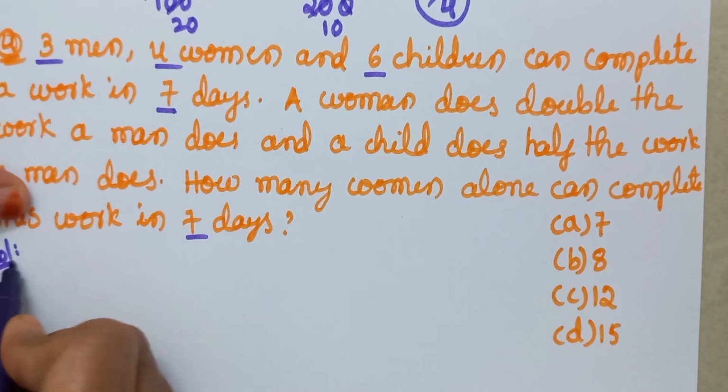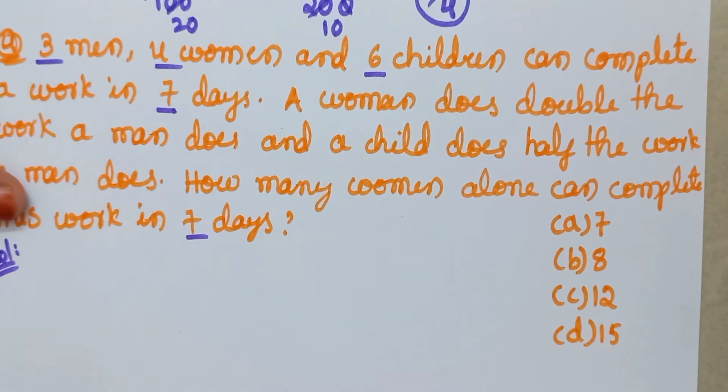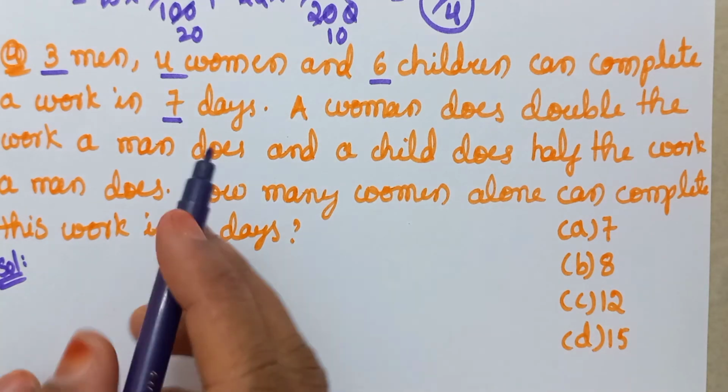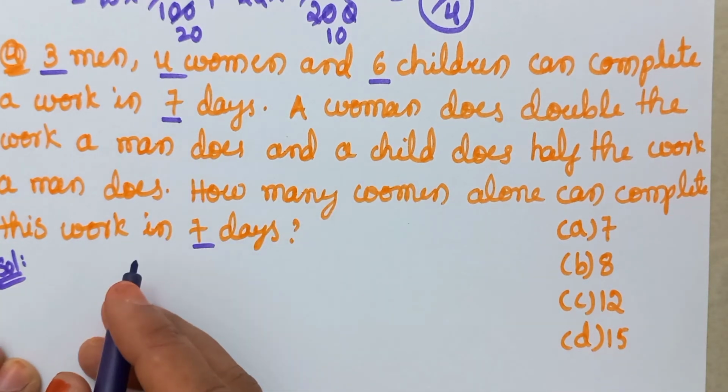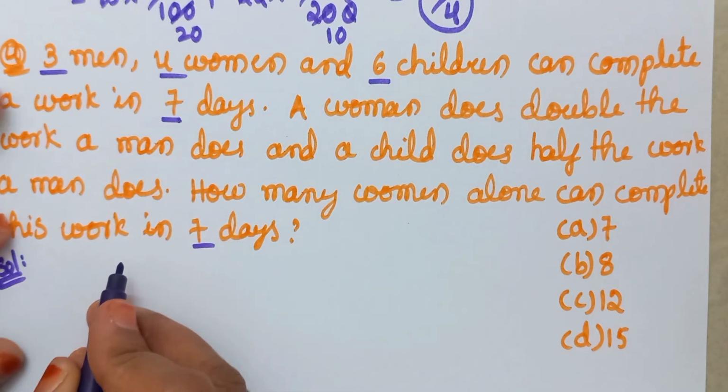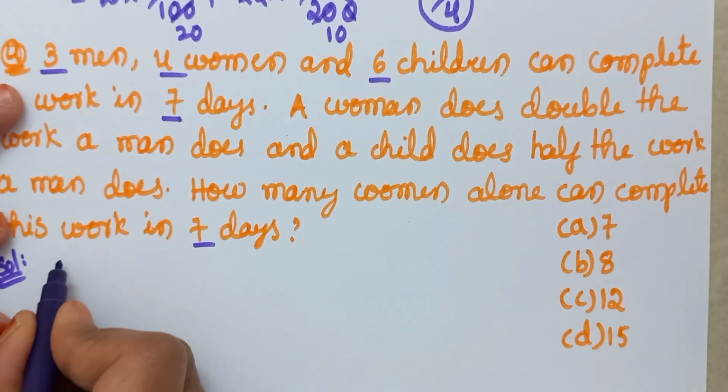For this type of questions, first of all we should find the relationship between the men, women and children. All three should be expressed in one of the terminologies, either men, women or child. That is how we have to find the relationship. That means all the three should be interrelated with only one thing. So, let us try to explain this in terms of women. A woman does double the work a man does. So, what is the work of a man?